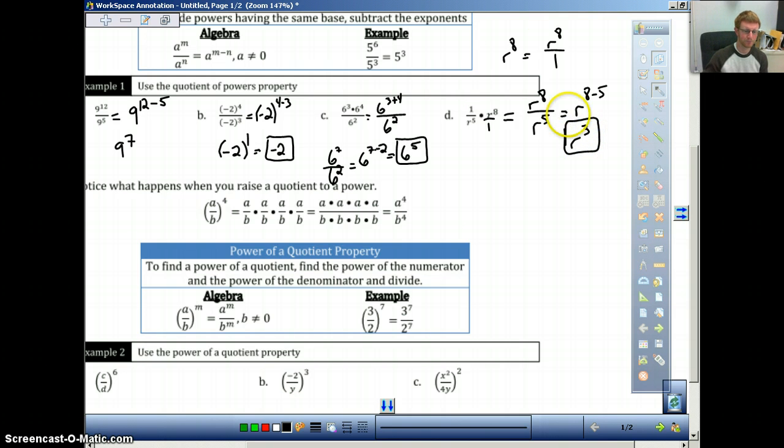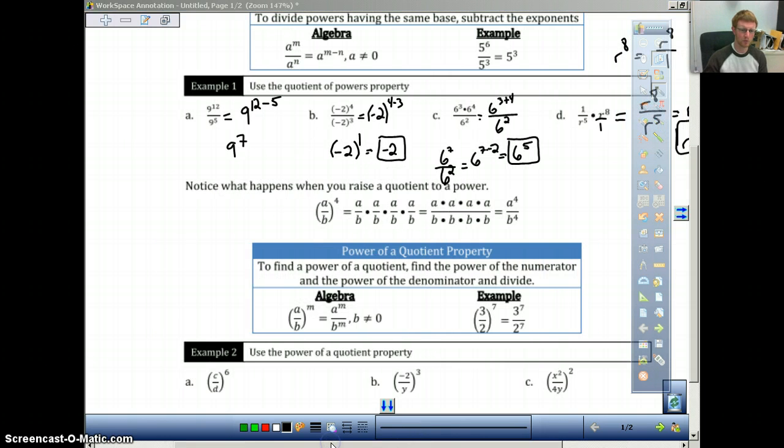And that's that. Okay, let's look at the next property. The next property is what happens when we, and again, this is very similar to what we did in 7.1, it's just now a quotient. So we have an exponent on the outside, and we have stuff on the inside that's a quotient.